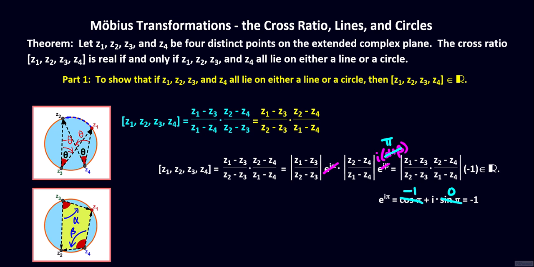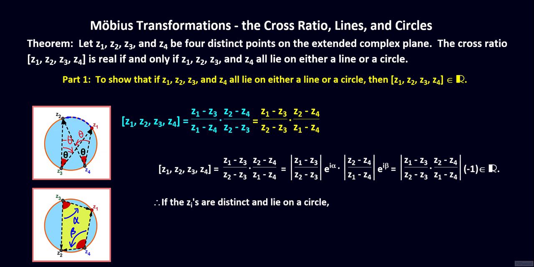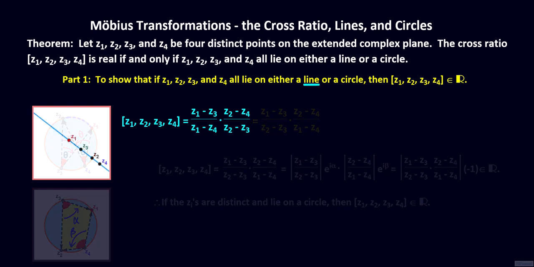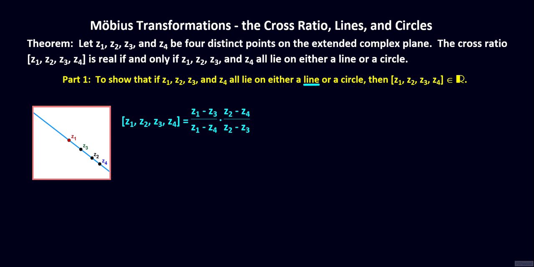The proof for each of the other permutations is very similar, and we conclude that if the z sub i's are distinct points on a circle, then the cross ratio of the z sub i's is a real number. Now suppose that the z sub i's all lie on a line. We first consider the possibility that one of the z sub i's is the point at infinity. Without loss of generality, suppose z sub 1 is infinity.